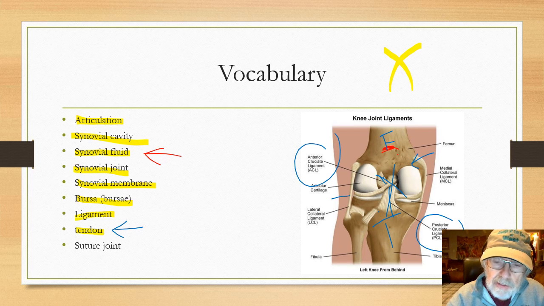These are the collateral ligaments. That right here would be called the lateral collateral ligament, and this one's called the medial collateral ligament on this side. See how it comes around this side, it comes around this way. This one you can actually feel, the lateral collateral ligament. The medial collateral ligament is really sort of broad and flat.